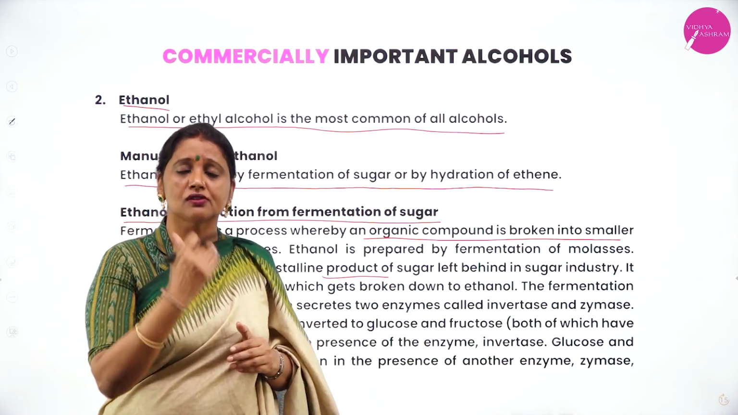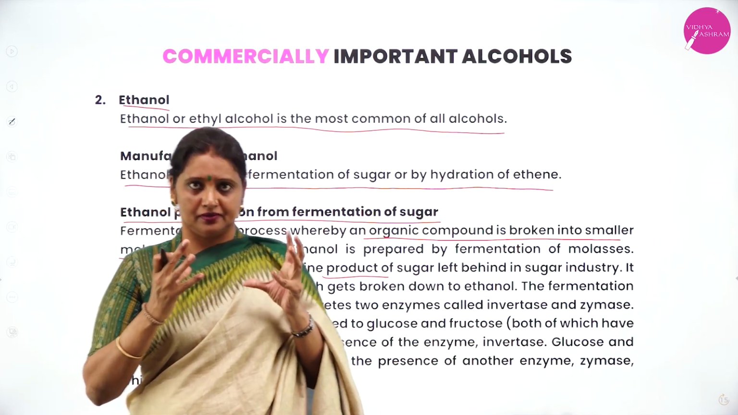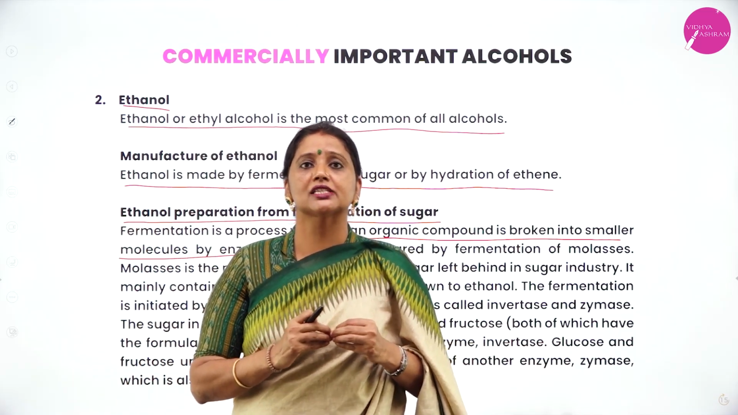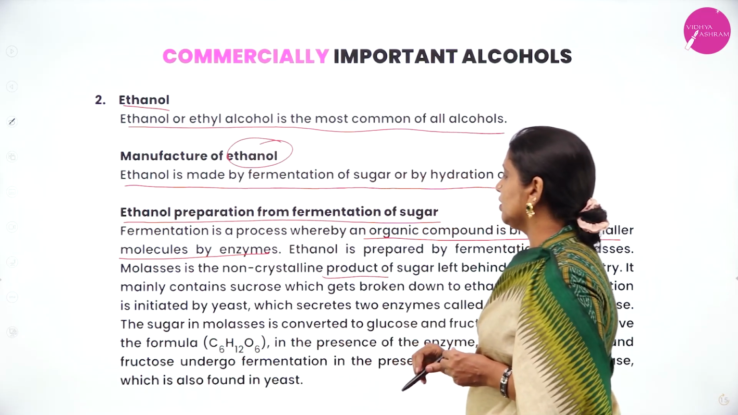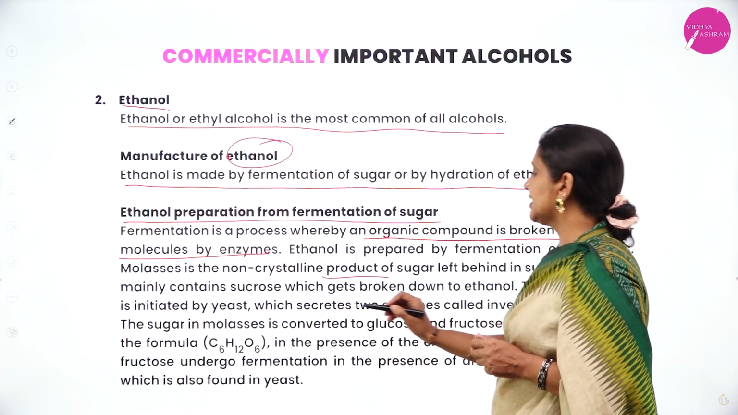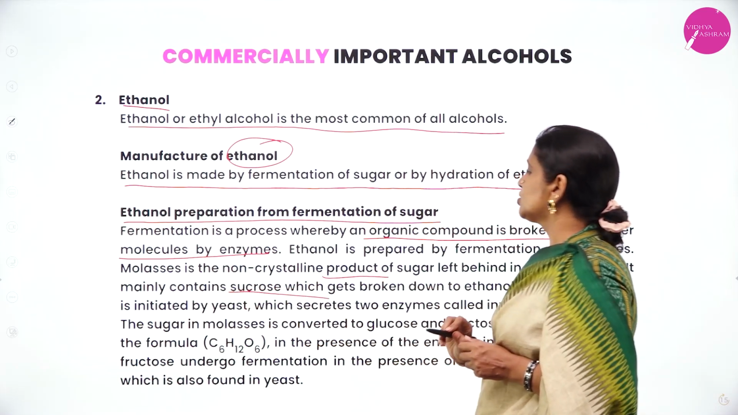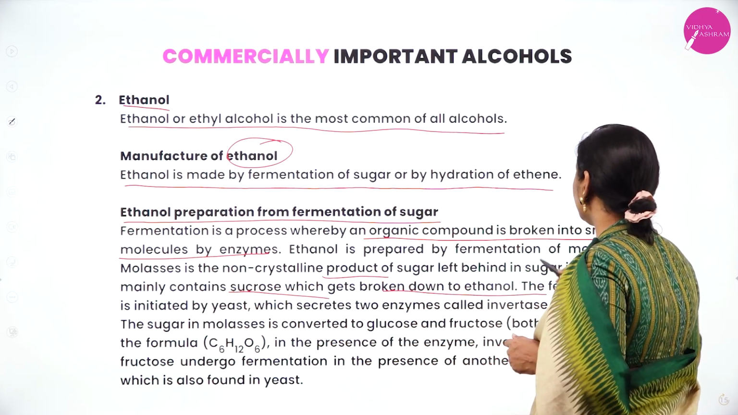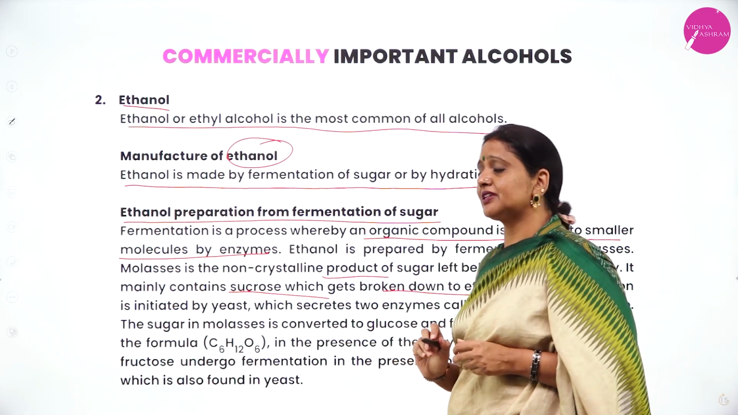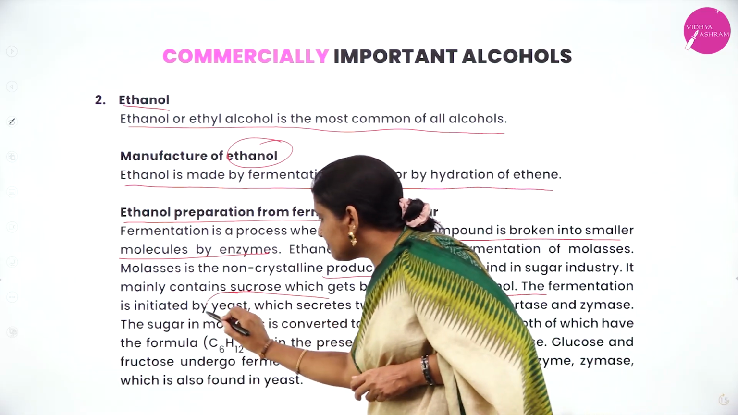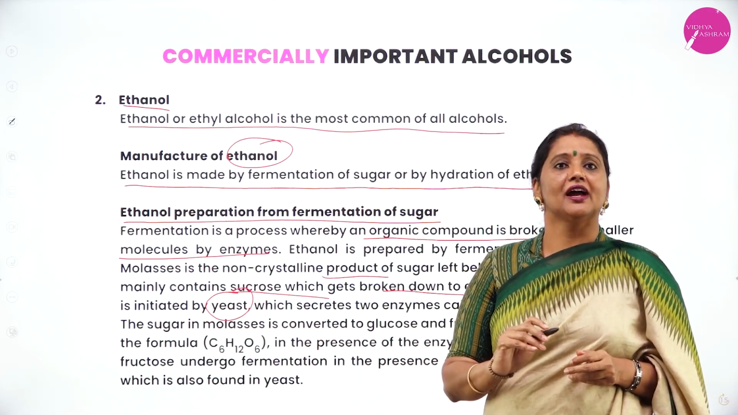Molasses is a non-crystalline product of sugar which is left behind after the crystallization of sugar from sugarcane juice. The waste product which is obtained is known as molasses. From this molasses, you are going to manufacture ethanol. Molasses contains sucrose, which gets broken down to ethanol. The fermentation of molasses takes place in the presence of enzymes, for which you have to add yeast.